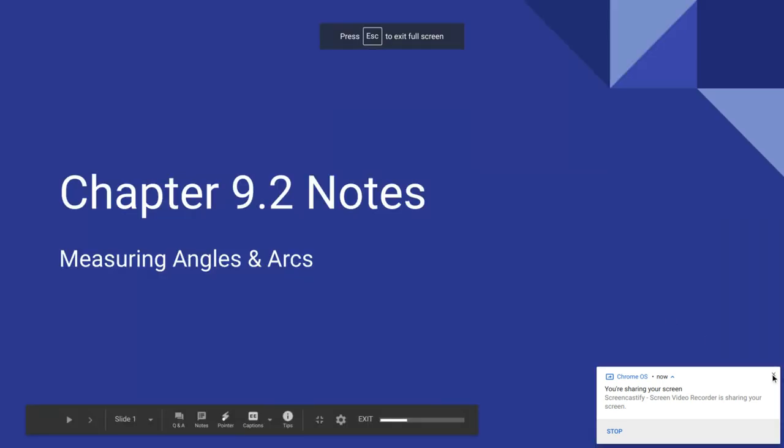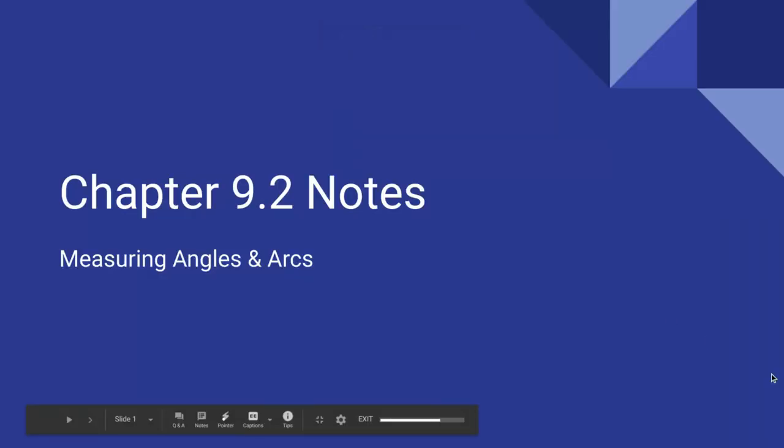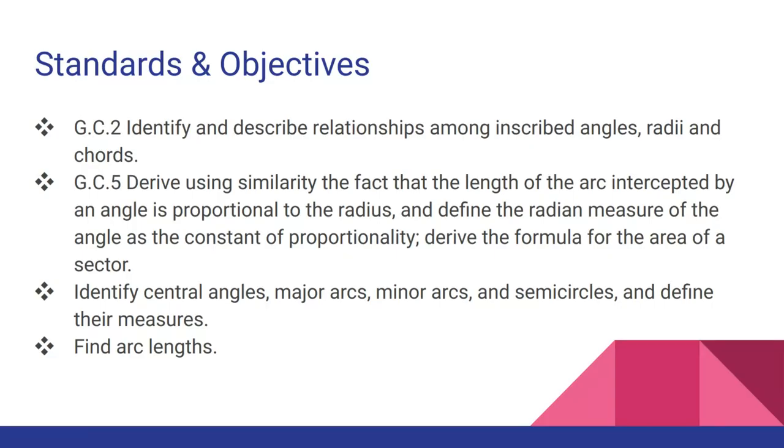Hello, everyone. So, we're going to be learning chapter 9.2, measuring angles and arcs, still working with those circles. We're going to be identifying central angles, major arcs, minor arcs, and semicircles, and we're going to define their measures. We're also going to find arc lengths.